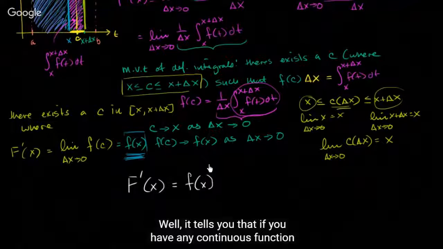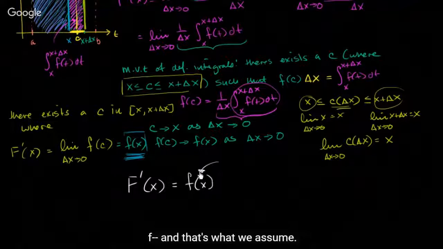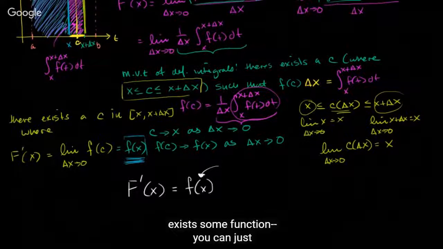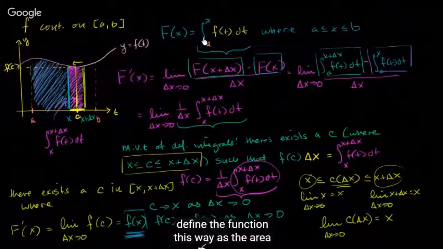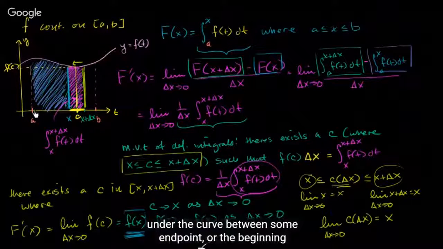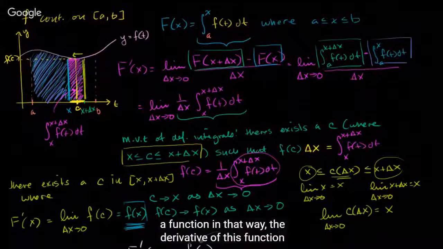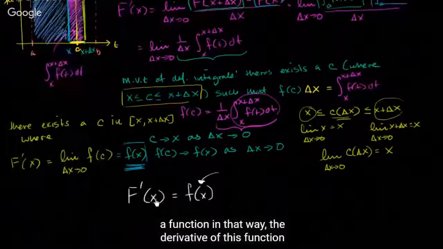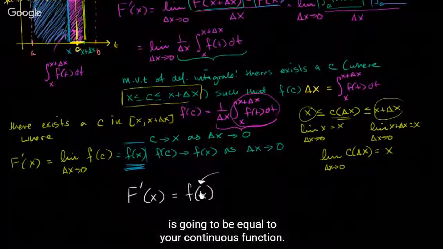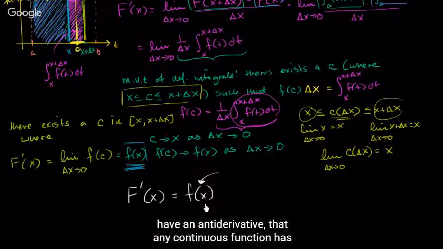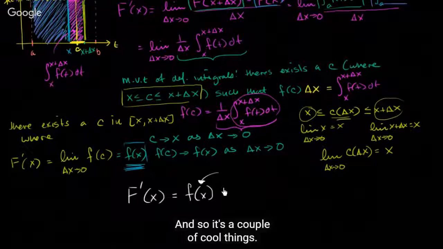Well, it tells you that if you have any continuous function f, and that's what we assumed, that f is continuous over the interval, there exists a function, you can just define the function this way, as the area under the curve between some endpoint or the beginning of the interval and some x. If you define a function in that way, the derivative of this function is going to be equal to your continuous function. Or another way of saying it is that any continuous function has an antiderivative. And so it's a couple of cool things.